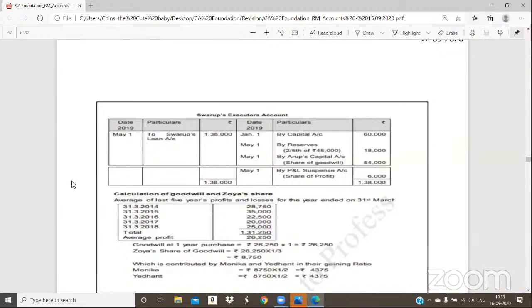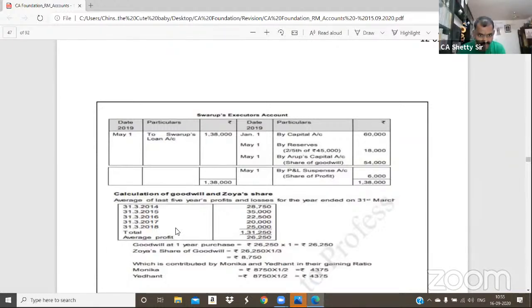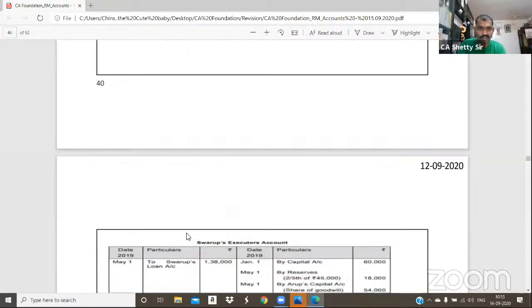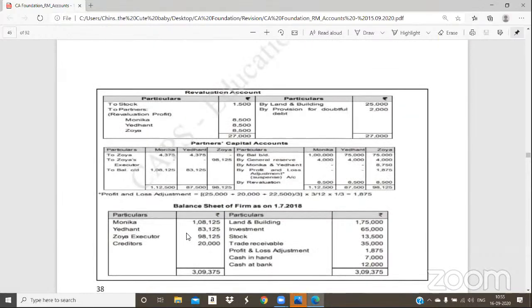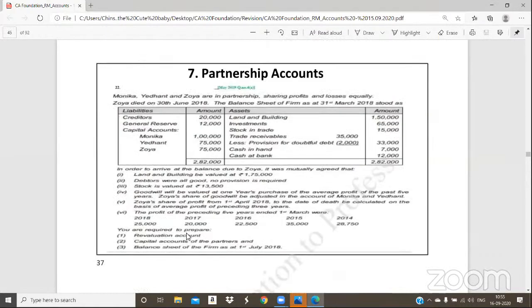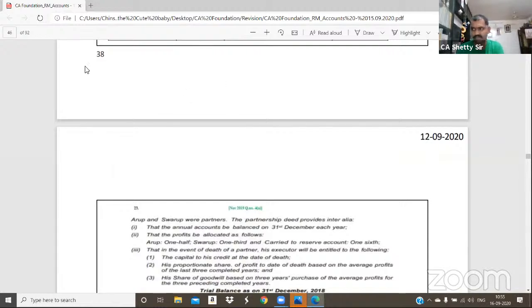Fine. I'm sorry. Below this, the calculation of goodwill, by mistake, this print has come here. These are not of this question. These are of the previous question. The other calculation is not needed. First question, you can do it. All of you can do it. Yes, sir. That's all about the partnership accounts. Reasonably understood? You're enjoying it? Yes, sir.